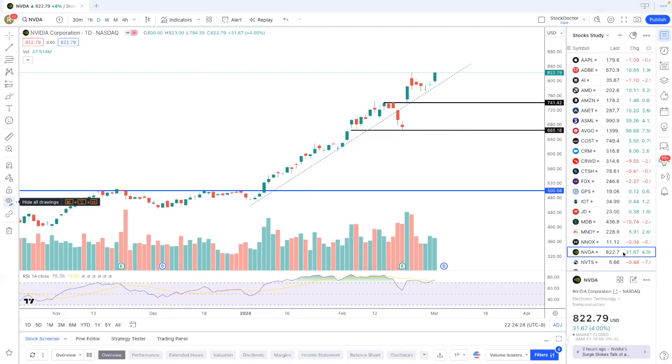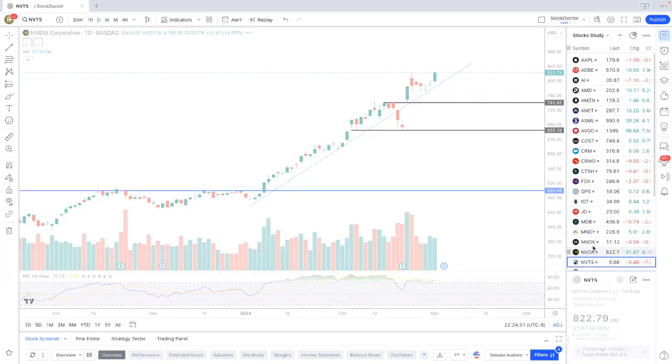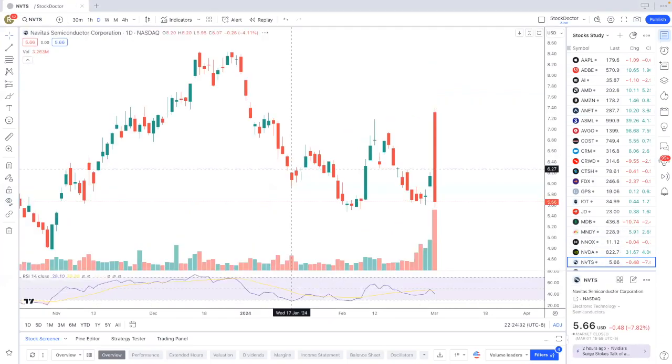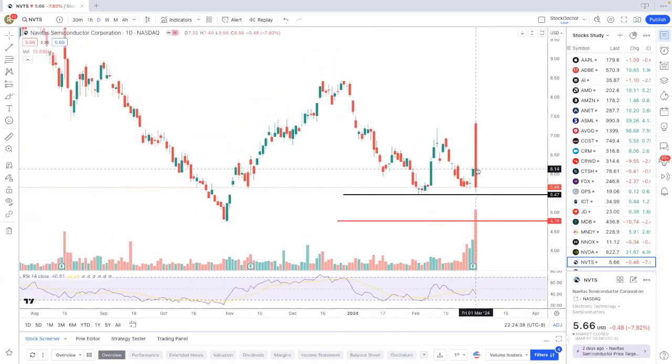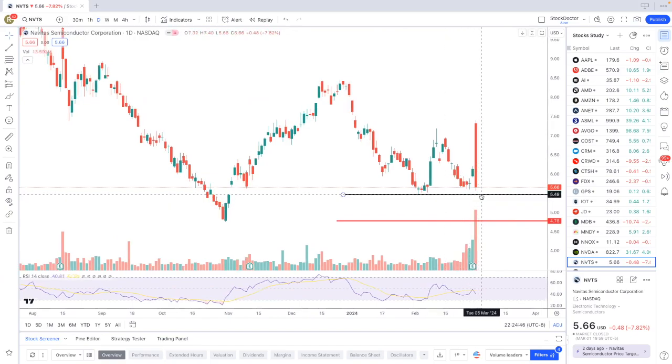The next stock we have is NVTS. So NVTS, I think on the earning day it opened with a gap up, and then continuous selling started. I can see that it has a support around 5.50. If it starts trading and sustaining below 5.50, then you can see the target of 4.80. So I would stay away from this stock.